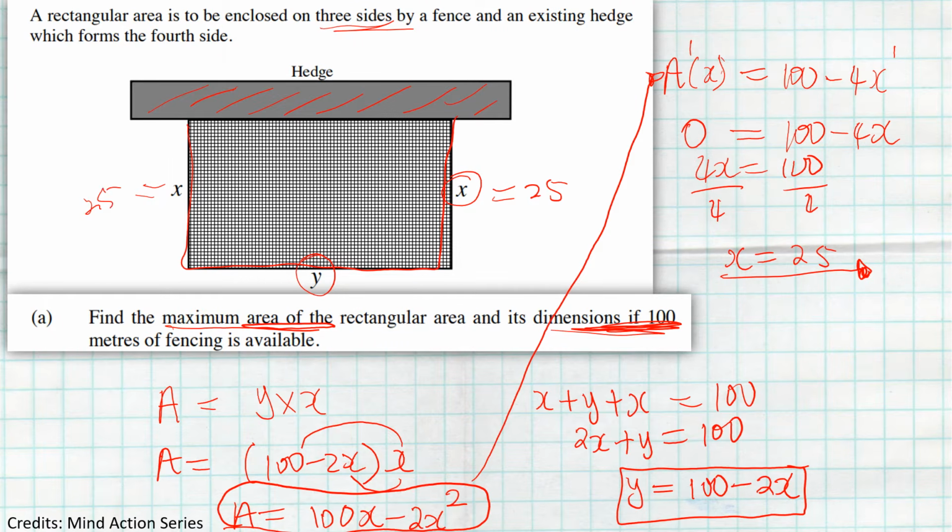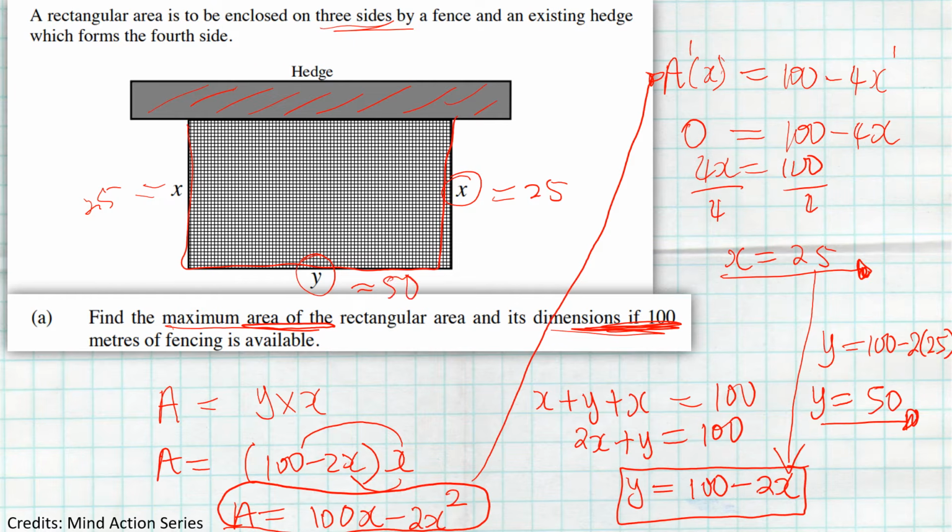Okay, so let's go and get y. To get y, we simply go back to that equation and replace x. So y will be equal to what? 100 minus 2 into 25, right? So y is equal to 100 minus 2 into 25. Then it's going to give us what? 50 units. All right, so y will be equal to 50.